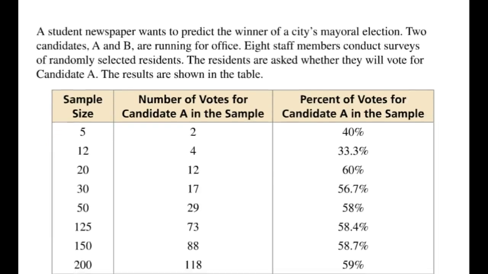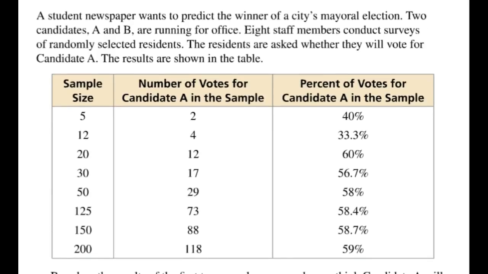So here's our second example. A student newspaper wants to predict the winner of a city's mayoral election. Two candidates, A and B, are running for office. 8 staff members conduct surveys of randomly selected residents. So here I'm told it's a random sample, so I know that I can continue with my study. The residents are asked whether they will vote for candidate A. The results are shown in this table.